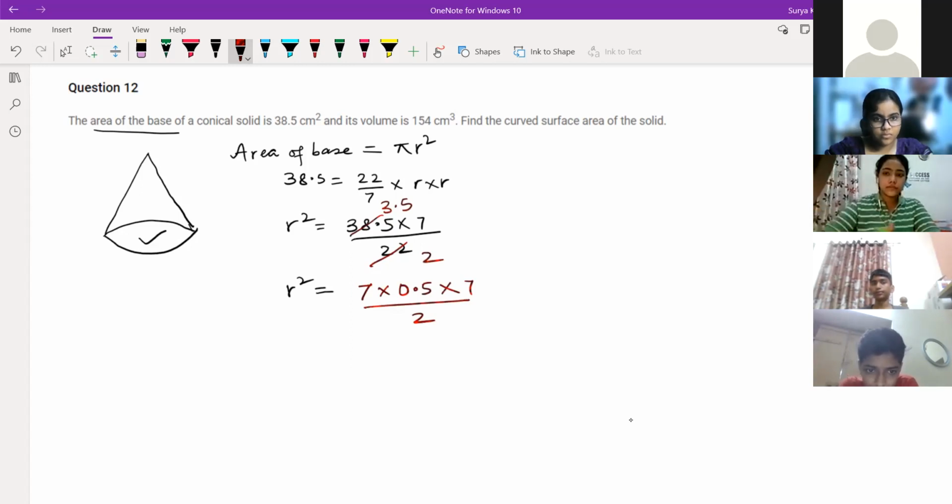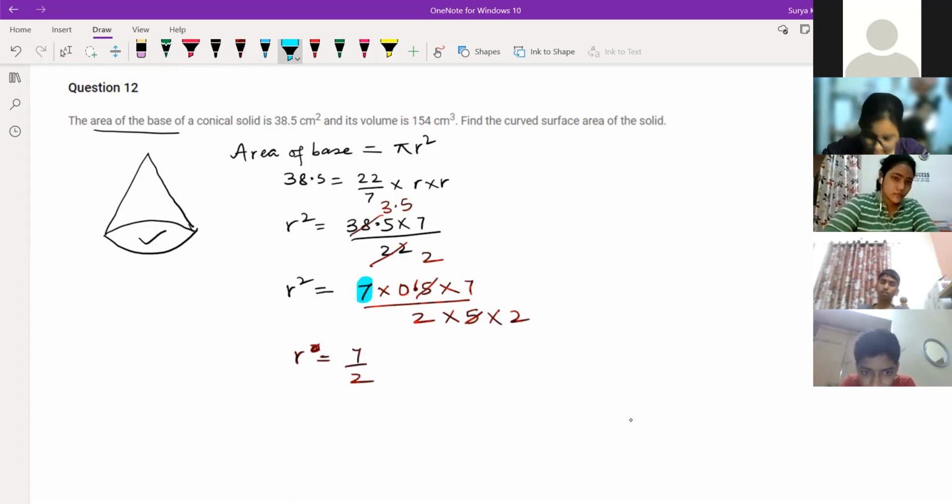Again, for this point, if you want to remove it, this 10 will come down over here. So for 10, we can write 5 into 2. Okay. So 5 gets cancelled. So the answer is what? For r square, you write here 7 by 2, because everything is repeated twice. 7 is 2 times and 2 is also 2 times, right? So 7 by 2, that is 3.5 centimeter.